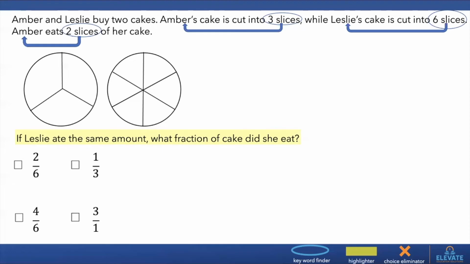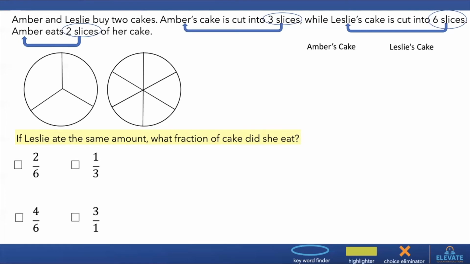After we have circled our keywords and key numbers, we need to understand the question. The question is asking us to find a fraction that is equivalent to the amount that Amber ate. First, we need to figure out how much of the cake Amber ate. Let's create a model to help us represent how much of the cake Amber ate.